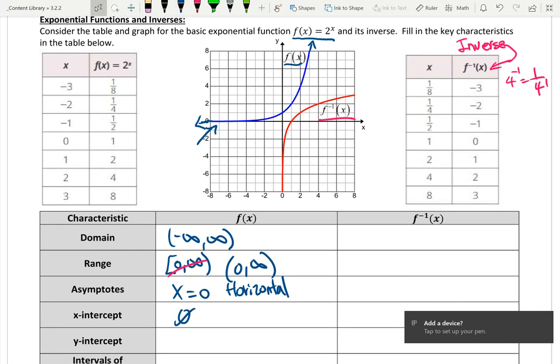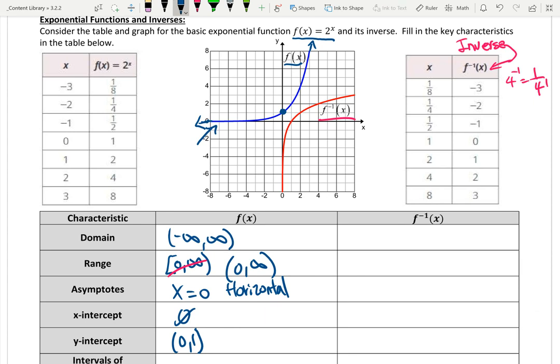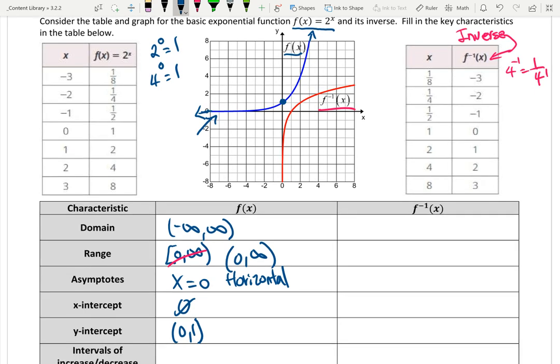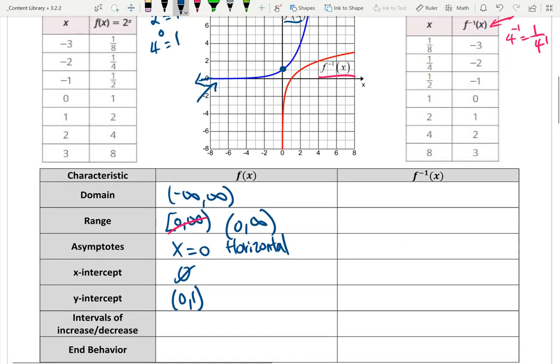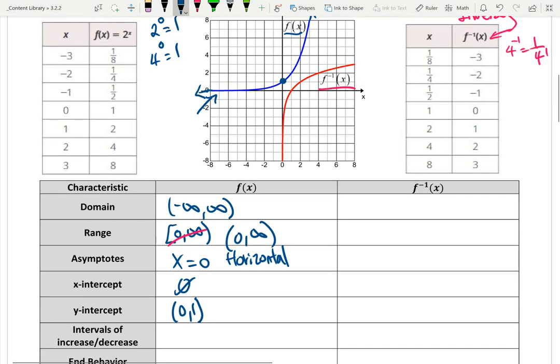The y-intercept, I look at my graph, it's 0, 1. And this is the parent function, it always has a y-intercept of 0, 1 because any number to the 0 power, 2 to the 0 is 1, 4 to the 0 is 1. I could go for days. Now, intervals of increase and decrease. Well, this is increasing the whole time. Increasing from negative infinity to positive infinity.